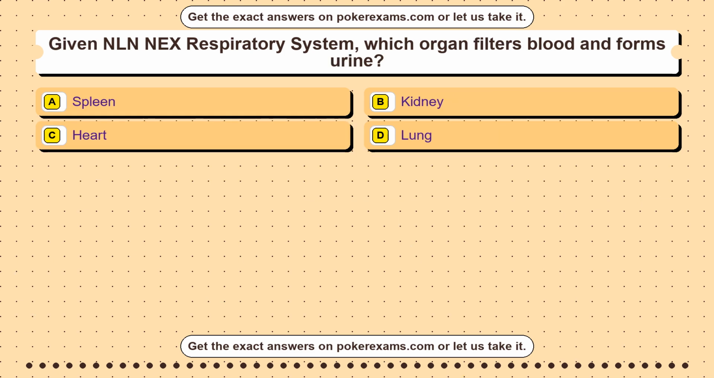Question 28. Given GED reading comprehension practice, which probability equals 1 chance out of 4? Option A, 75%. Option B, 25%. Option C, 40%. Option D, 50%. The correct answer is option B.